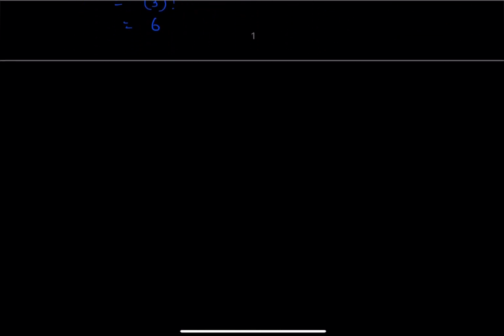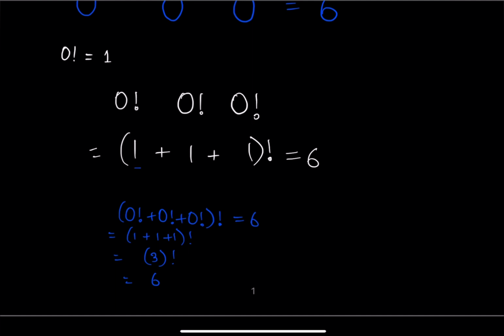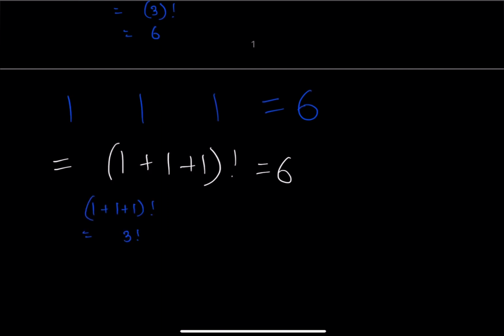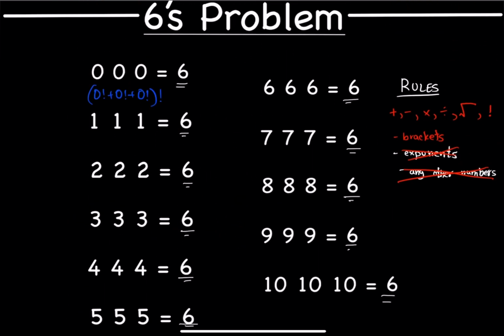Okay, so now our next one says 1, 1, 1, and we must find how you get 6 from that. Now, looking at the previous question, we figured out that 1 plus 1 plus 1 gives us 3, and the factorial of 3 gives us 6. So we can say that 1 plus 1 plus 1, and the factorial of that gives us 6. So we can say our answer is 1 plus 1 plus 1 in brackets, factorial, because that gives us 3 factorial, which gives us 6. So let's write that down.